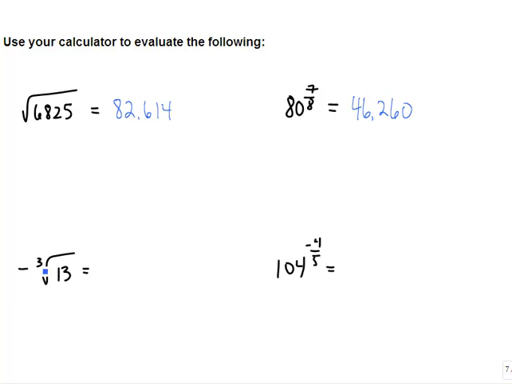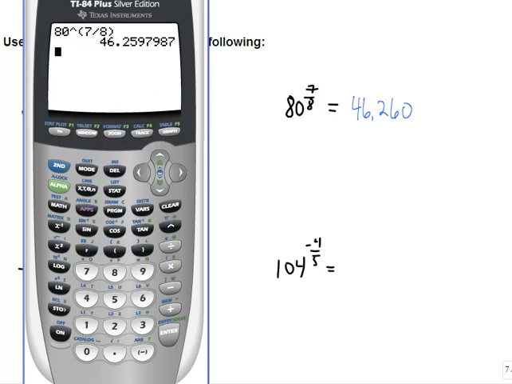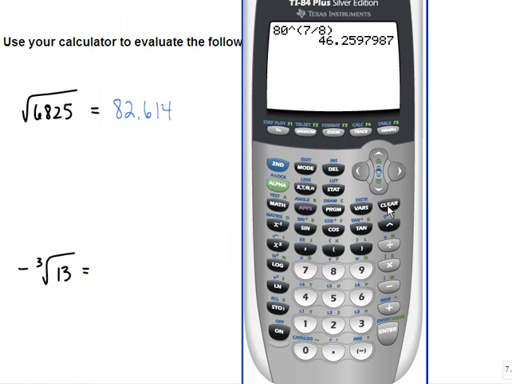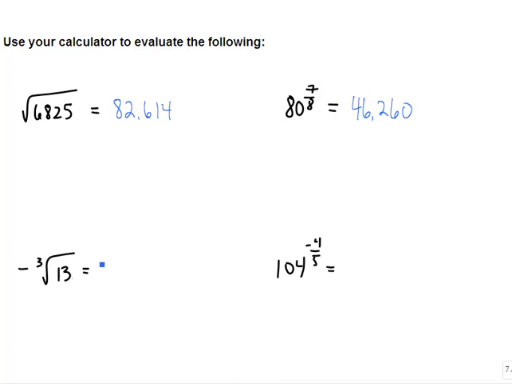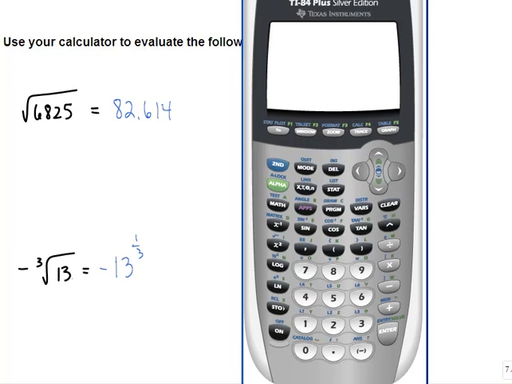Okay, negative cube root of 13. For this, I'm going to show you a couple different options. If you wanted to use fractional powers, remember that a cube root, let me go back over here for a moment, a cube root is the same as a 1/3 power. So you could do 13 to the 1/3, and that negative is on the outside. So here you would not be wanting to use parentheses. So for example, you could do the negative, and then just do 13 raised to parentheses the 1/3 power, and that would give you your answer.